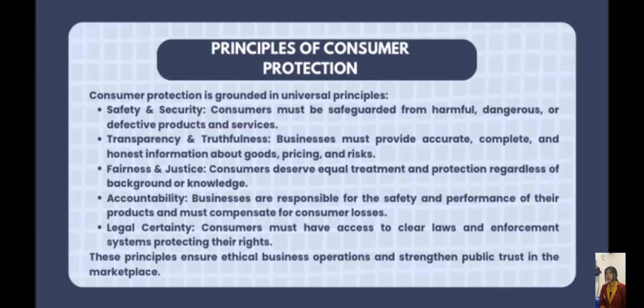And number four is accountability. Businesses are responsible for the safety and performance of their products and must compensate for consumer losses. And number five is legal certainty. Consumers must have access to clear laws and an enforcement system protecting their rights. These principles ensure ethical business operation and strengthen public trust in the marketplace.